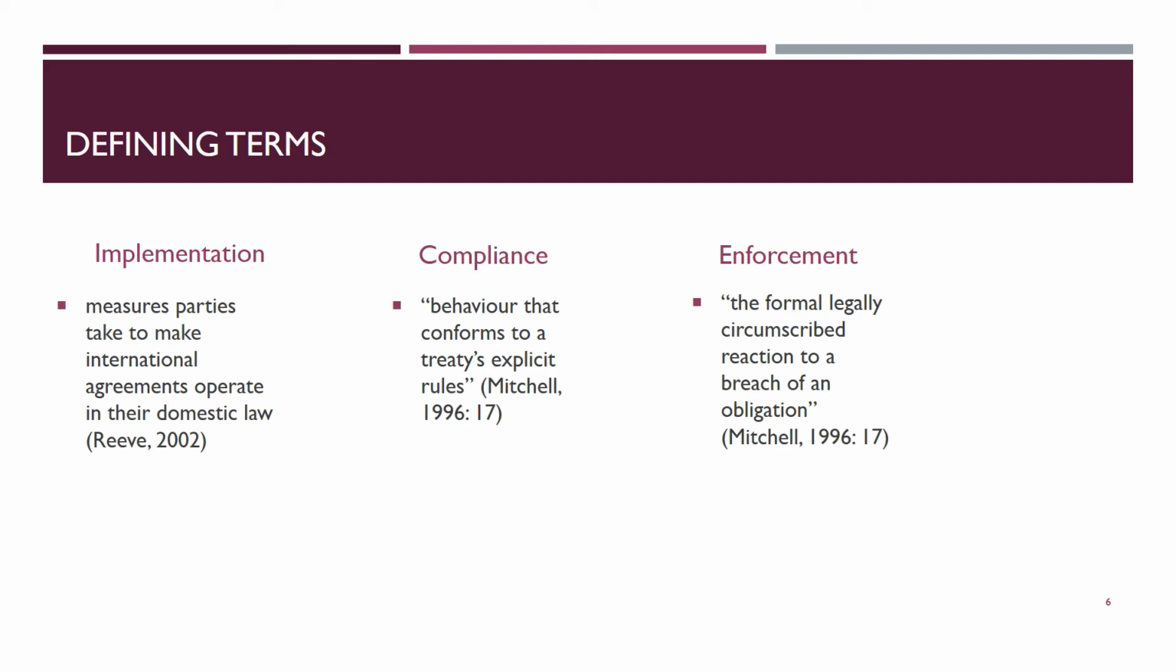Compliance, then, is behavior that conforms to a treaty's explicit rules, and I'll describe this in more detail when I give in detail the findings around compliance. And then something that's very tightly related to implementation as compliance is the idea of enforcement of the convention itself in this case. And this, according to Mitchell, is the formal, legally prescribed reaction to a breach of an obligation. So when CITES has been breached, how legally does the member country respond?